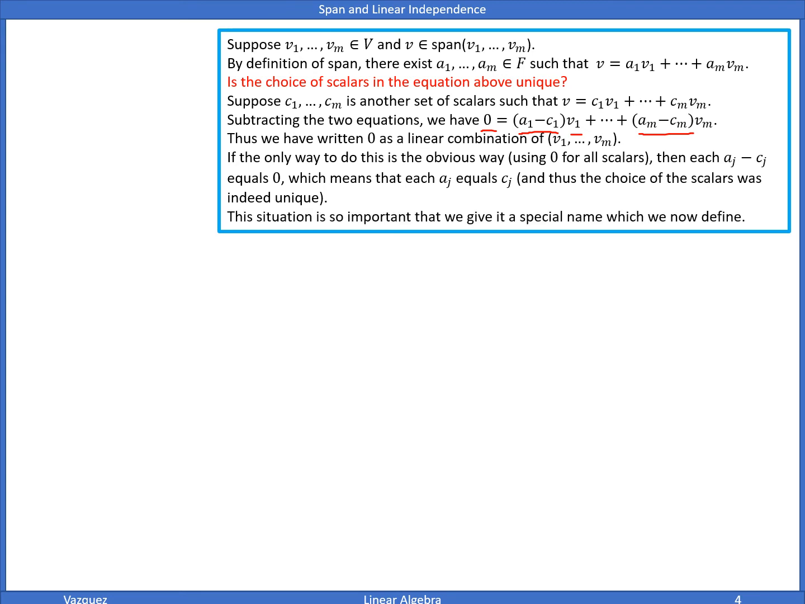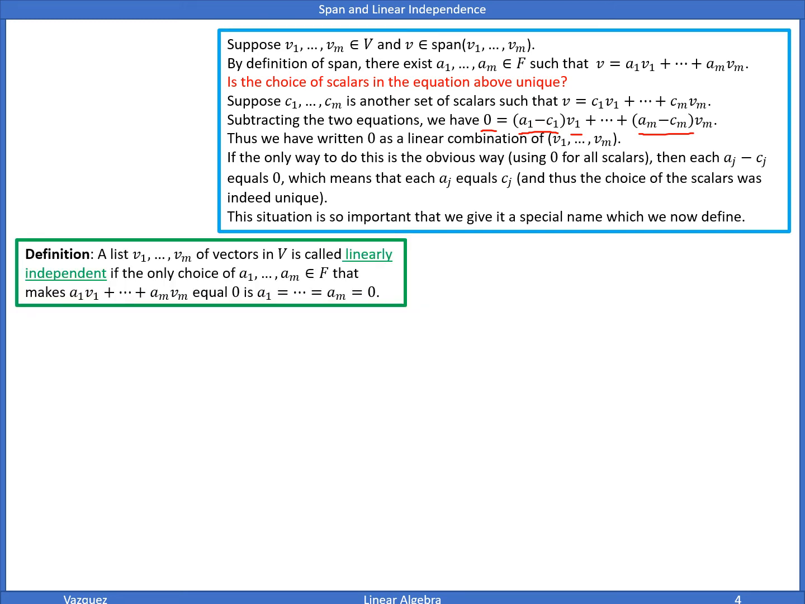Right? So this situation is actually so important that we give it a special name, and we're going to define that. A list V1 all the way to Vm of vectors in V is called linearly independent if the only choice of A1 to Am of F that makes this linear combination equal to 0 is if all the scalars are indeed 0. So if the only way to write 0 is by having all the scalars equal to 0, then we say that those vectors V1 to Vm are linearly independent.